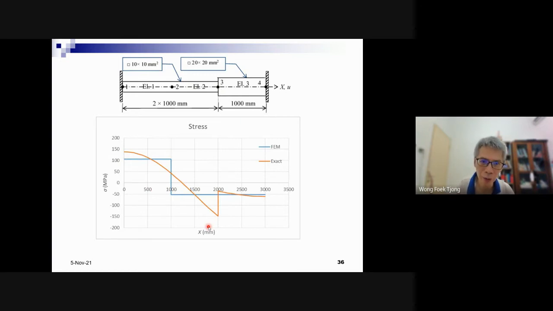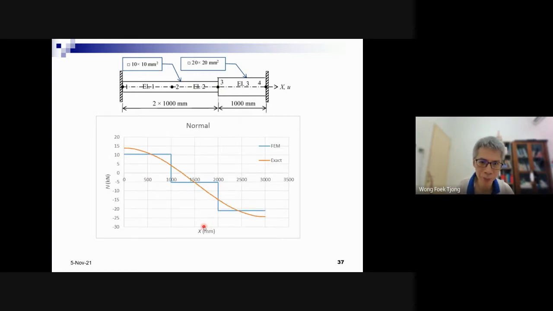How about the normal force? The normal force is like this. Okay, interesting. Smooth, right? A smooth distribution for the exact, but an unsmooth distribution, piecewise constants, for the finite element normal force. The most accurate is around the middle, right? Okay, that's regarding finite element and exact solutions. Well, the details you can see in my book.